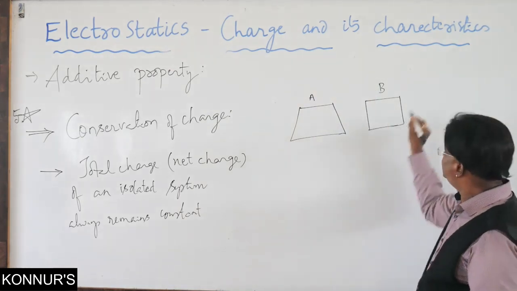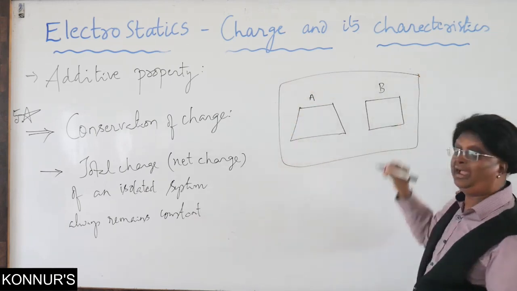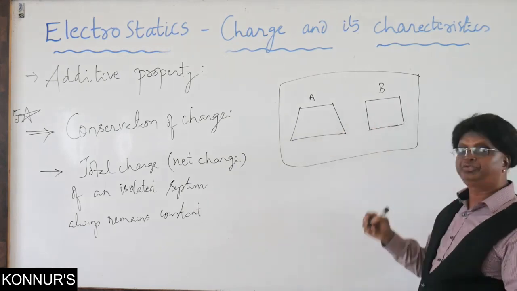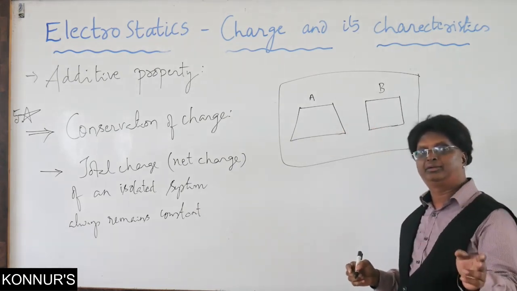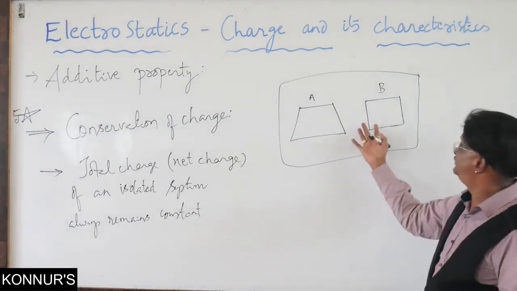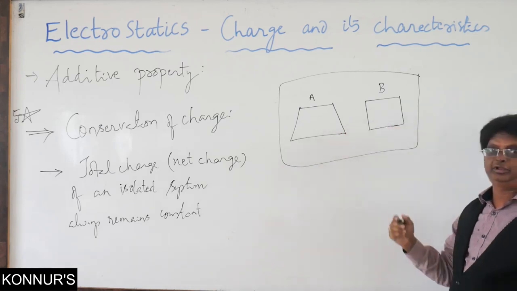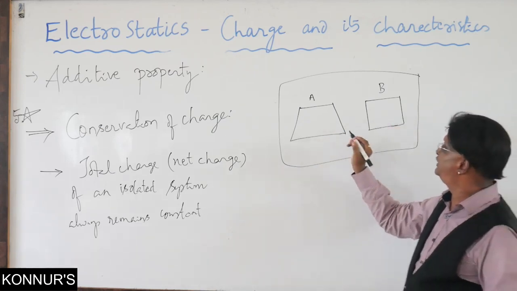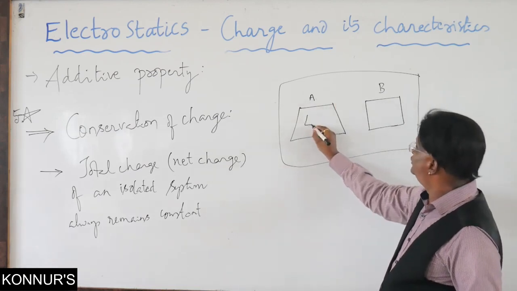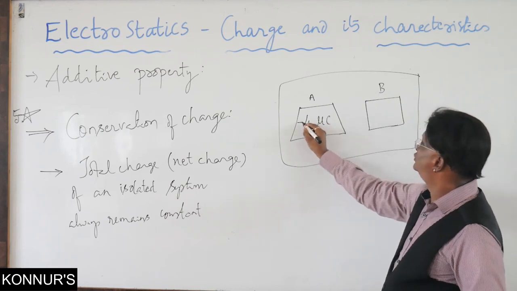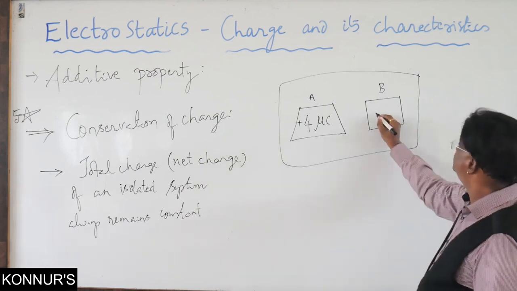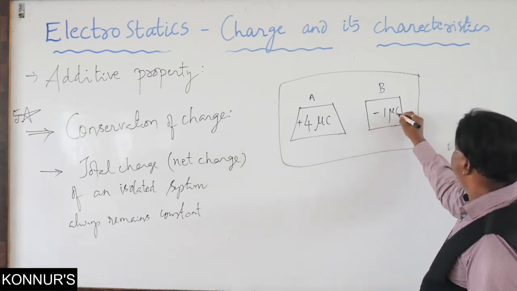Now supposing I consider both A and B as interacting systems, both taken together, we call it a system. Now that system has both A and B. Both A and B are now one system. Supposing the total charge of the system A is 4 microcoulomb positive charge, and B has a total charge of minus 1 microcoulomb.